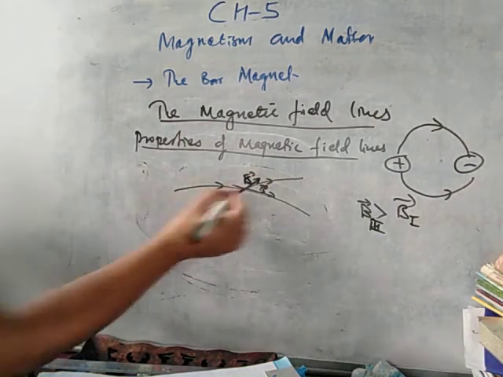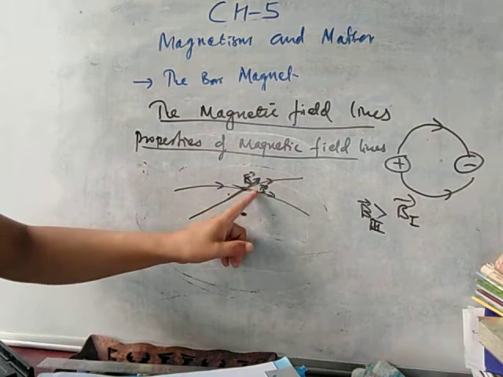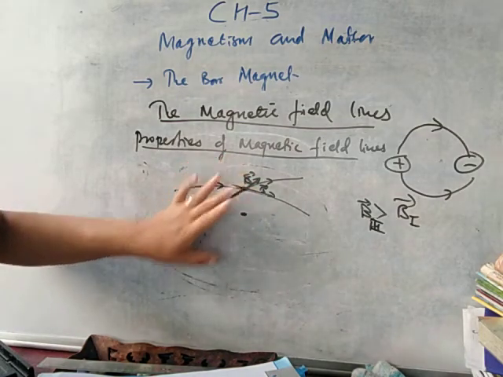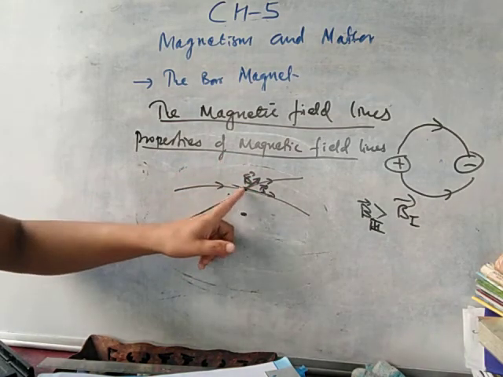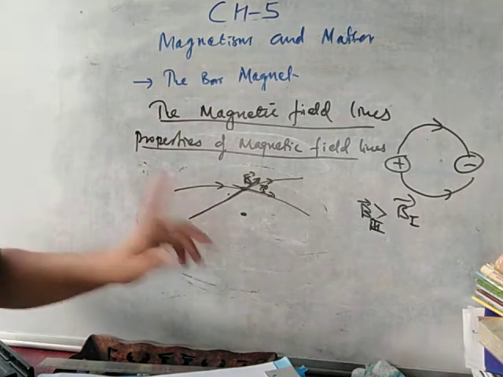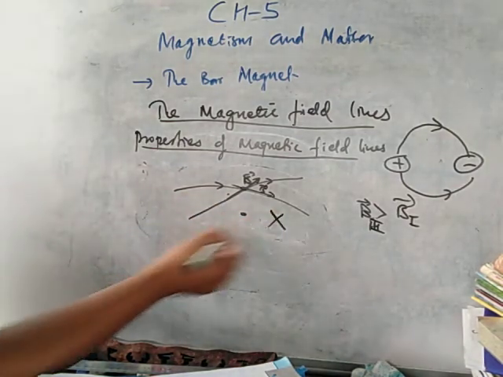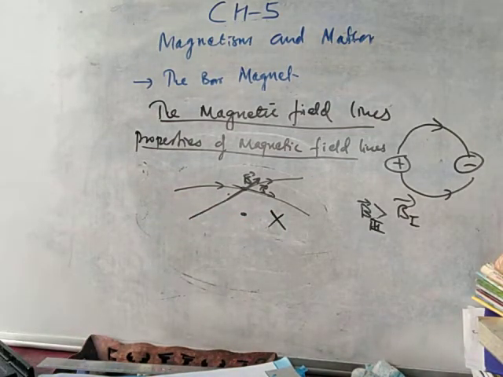So at a point the direction is two direction, isn't it? Direction कतिवटा हुँदैछ, दुईटा हुँदैछ magnetic field को. So at a point direction of magnetic field should be only one. एकपट्टि मा जानु पर्ने. So this contradicts. So this is why they do not cross each other.